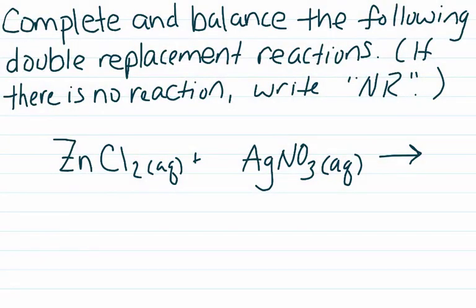Double replacement reactions are extremely common, and these are easy to recognize because they're the only ones where you're reacting two compounds together. So we have a compound here, a mixture of more than one element, and a compound here, a combination of more than one element. So that means it automatically needs to be a double replacement reaction.